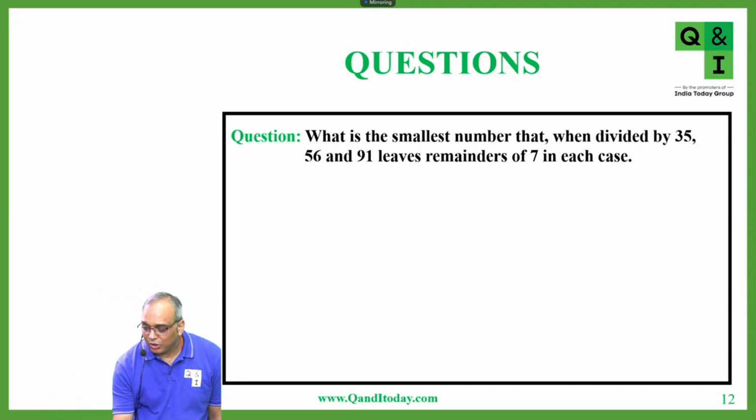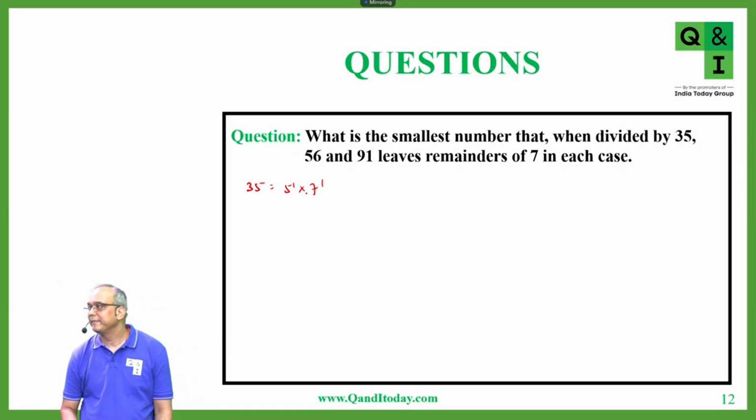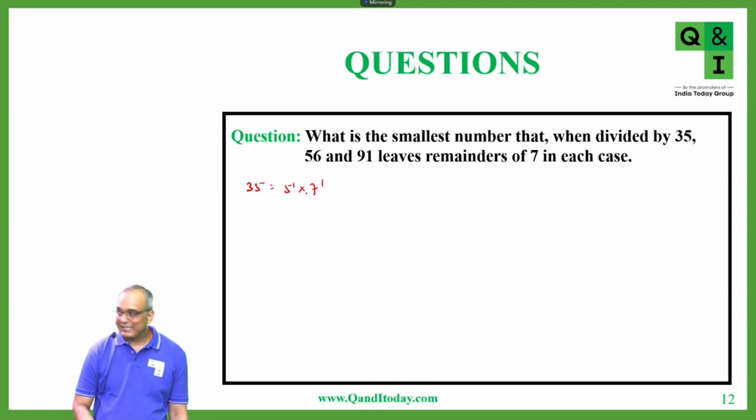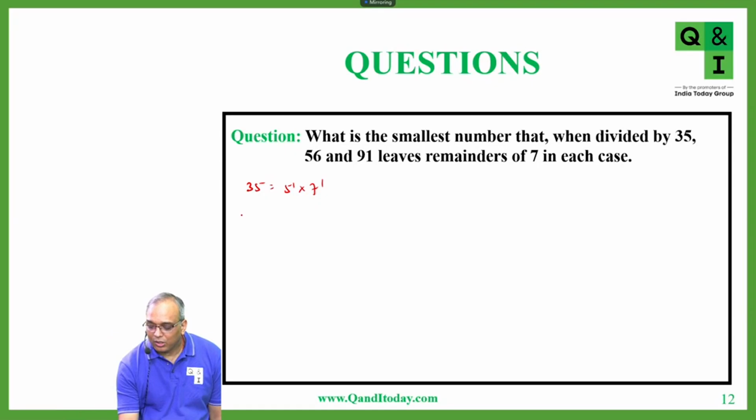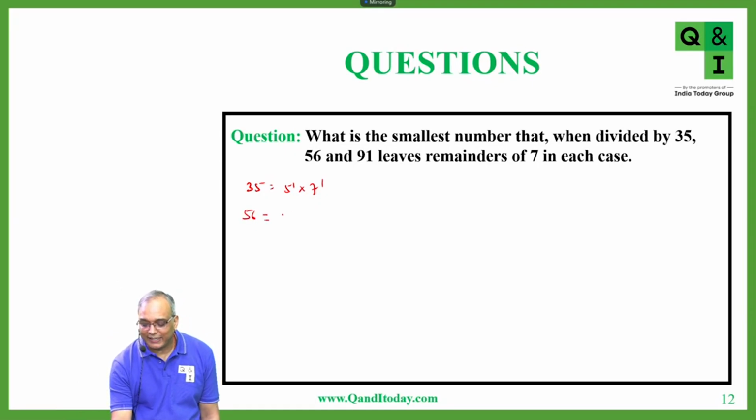Okay. So the prime factorization of 35 is 5 to the power 1 into 7 to the power 1. 3647 is the correct answer, Raghu. So 56 is equal to, I can write it as 2 to the power 3 into 7 to the power 1. 91 is 7 to the power 1, 13 to the power 1.